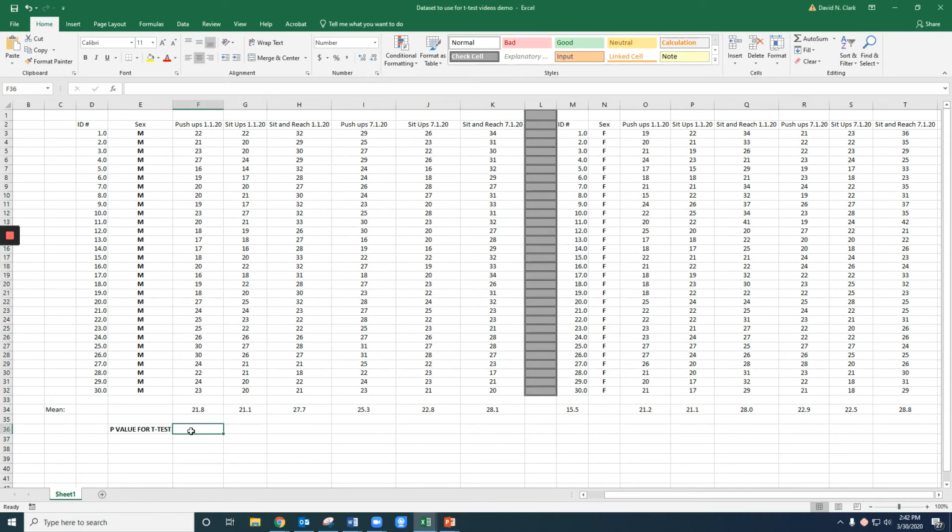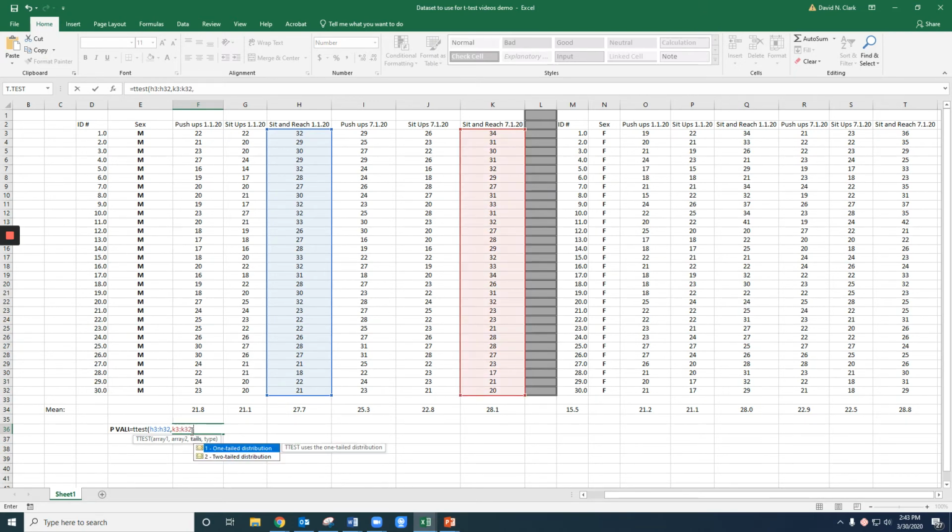Now, you're not going to need to know how to do this, okay, but I'm just going to show you what the outcome is here. So I'm going to run a t-test. Again, you don't need to know this, so please don't worry about it. Sit and reach, that's going to be H3 down to H32, and then I'm going to compare that to K3 down to K32. It's a two-tail, and it's paired. And again, don't worry about this right now. I'm going to bang through this, so you don't need to worry about it.